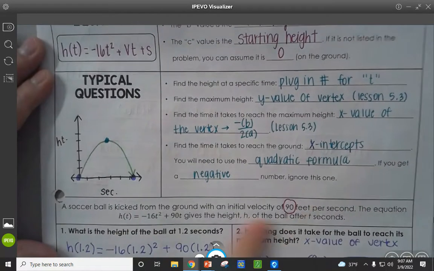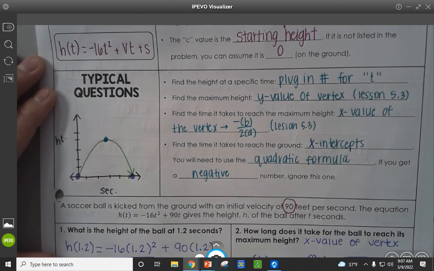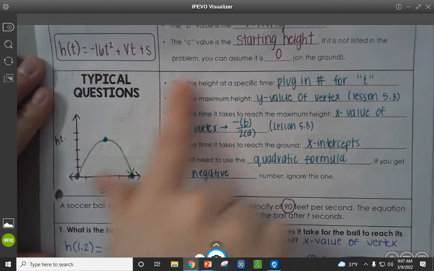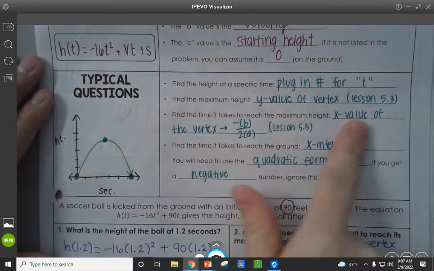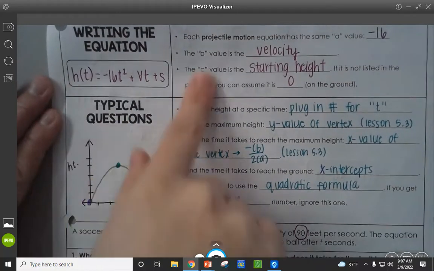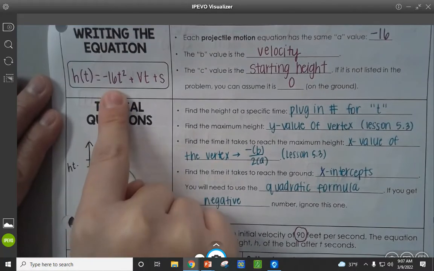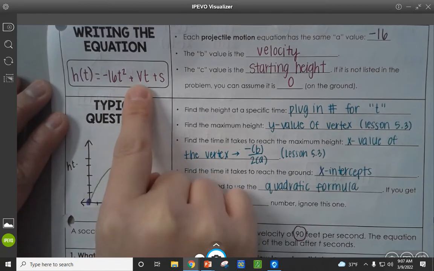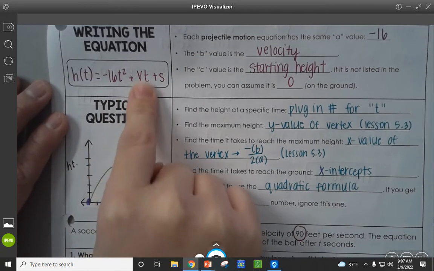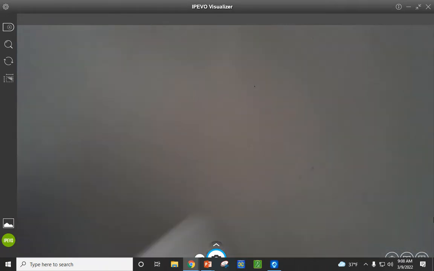I have given you a guide that tells you exactly how you solve each problem. So depending on what it asks, every question you need to refer back to this section right here. And all of our formulas, if it does not give you the equation, they all follow this format. Negative 16t squared. They always start with that. And then plus some number, which is the velocity, t, plus some starting point, some number there.